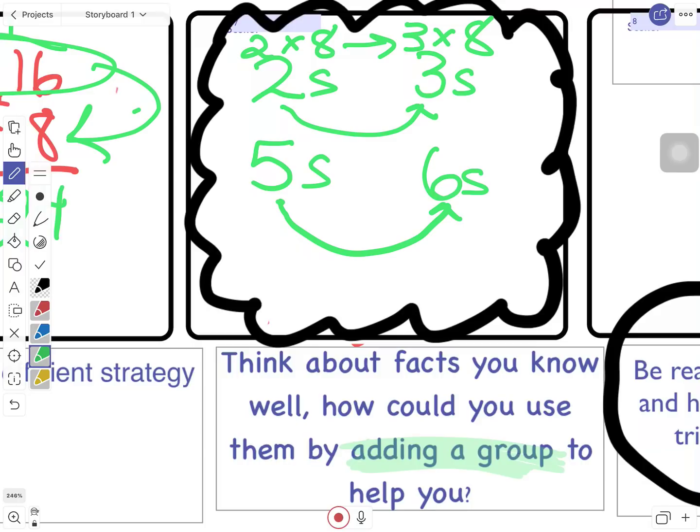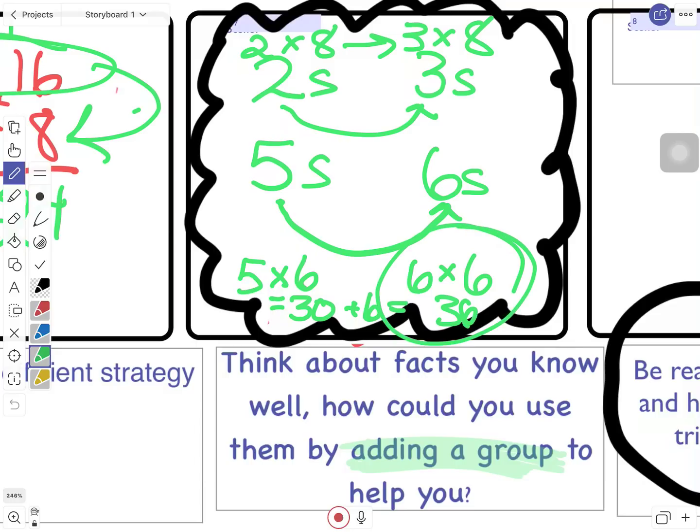Let's see. So if I did 5 times 6, would that help me solve 6 times 6? 6 groups of 6? 5, 10, 15, 20, 25, 30. That's 5 groups of 6. The product is 30. If I add one more group of 6, that equals 36. Yes, that does work.